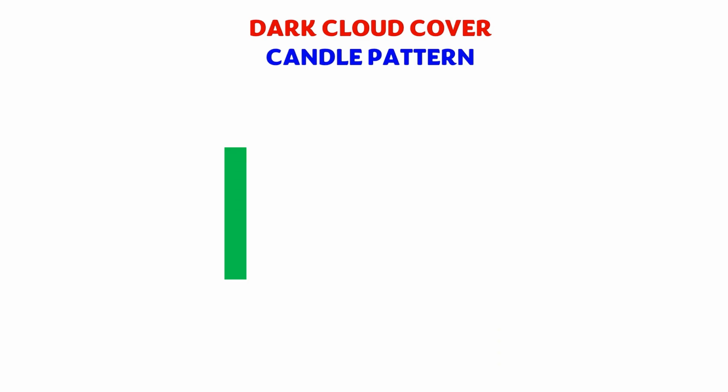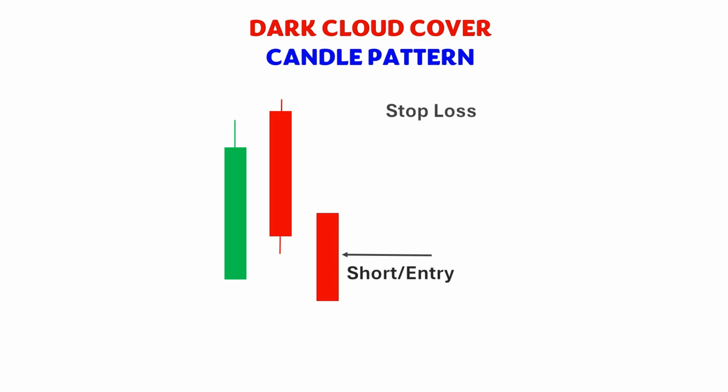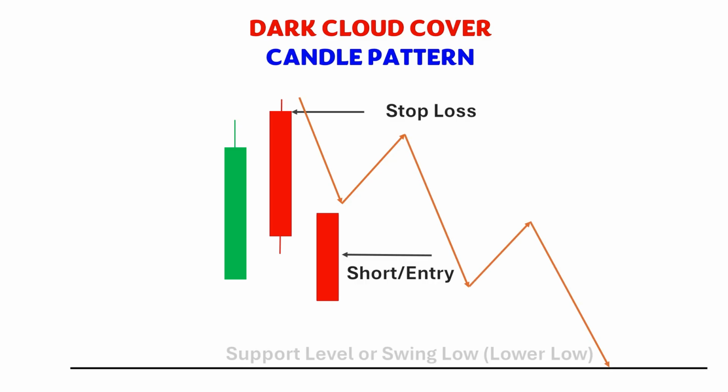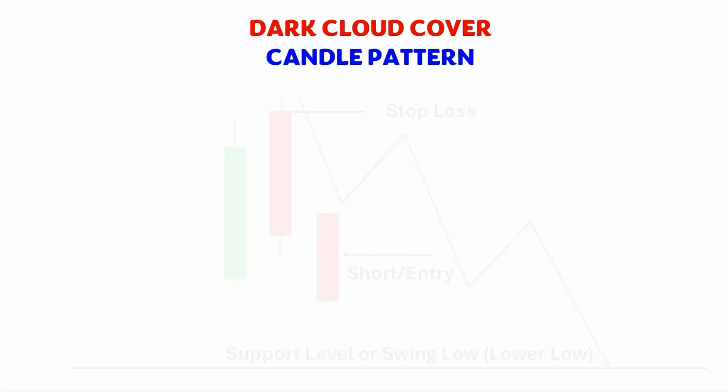Here's a simple trading setup. Wait for the pattern to complete and the next candle to trade below the bearish candle's low. Enter a short position below that level. Keep your stop loss just above the high of the dark cloud cover. For targets, use support levels or previous swing lows.